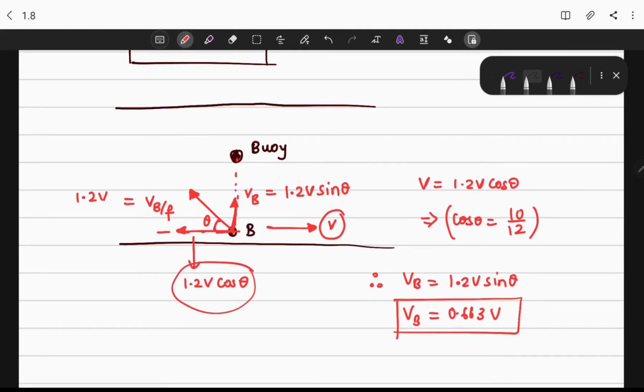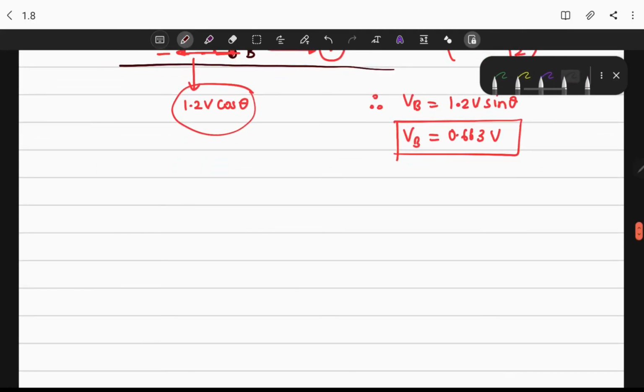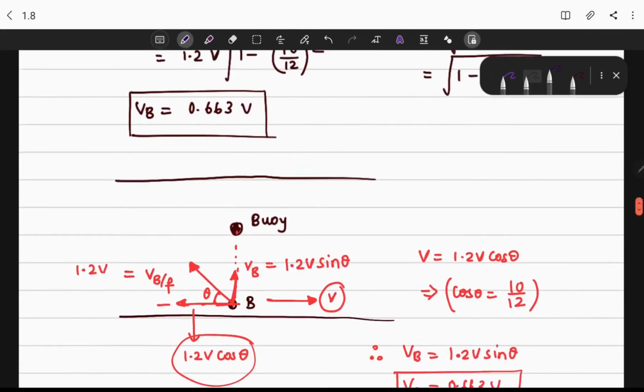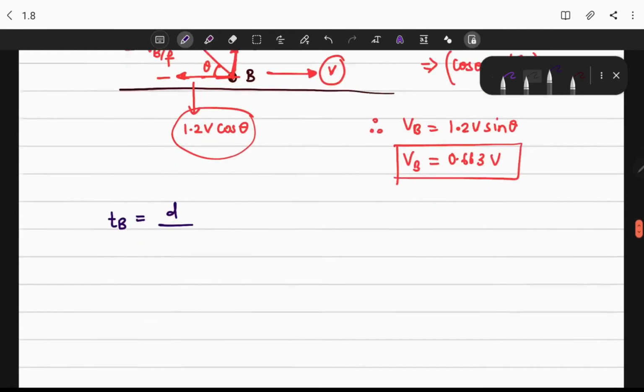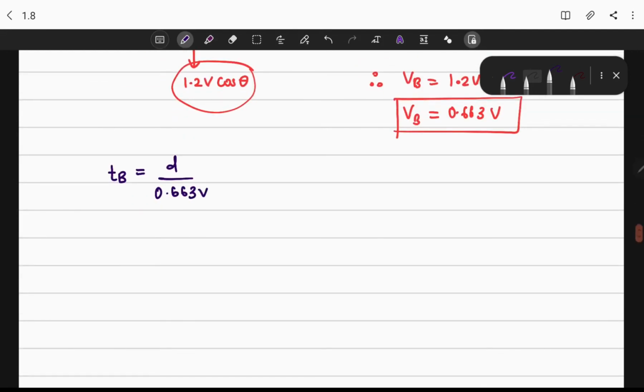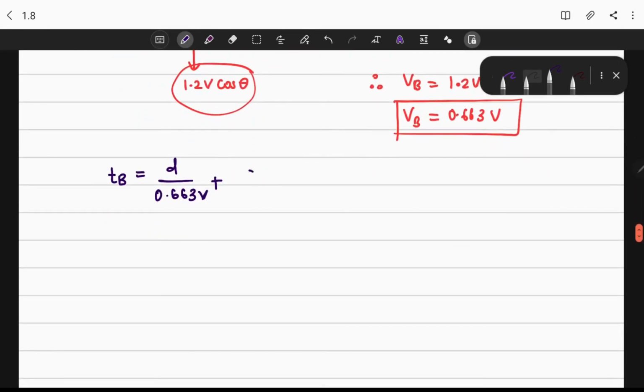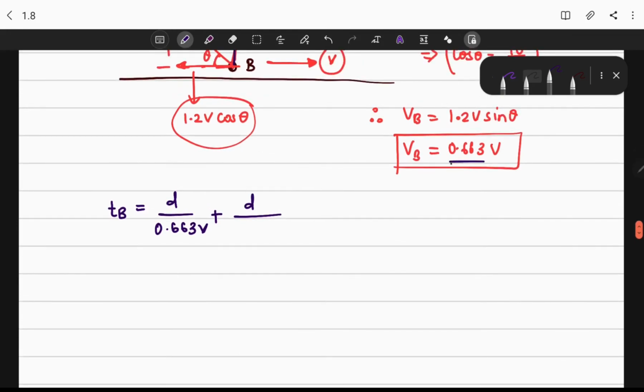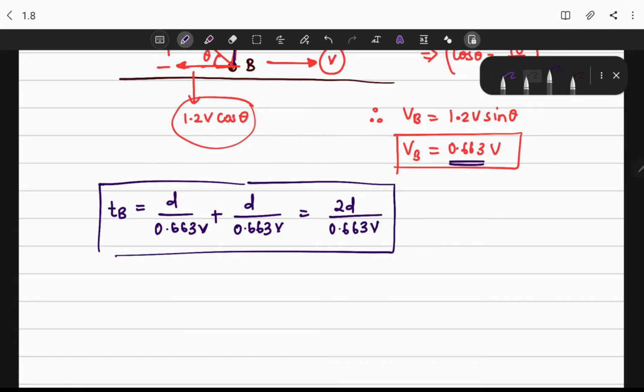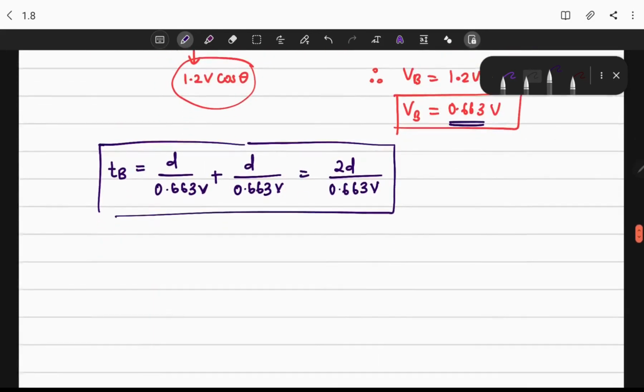Now if we talk about the total time taken by the boat B, in the first case it is moving by distance d, and what is the velocity by which it is moving? 0.663 v, plus in the second case when it is moving towards the buoy, the distance traveled is d divided by what is the velocity? 0.663 v. So we can get 2d divided by 0.663 v. So this is the time taken by boat B to complete the entire journey.